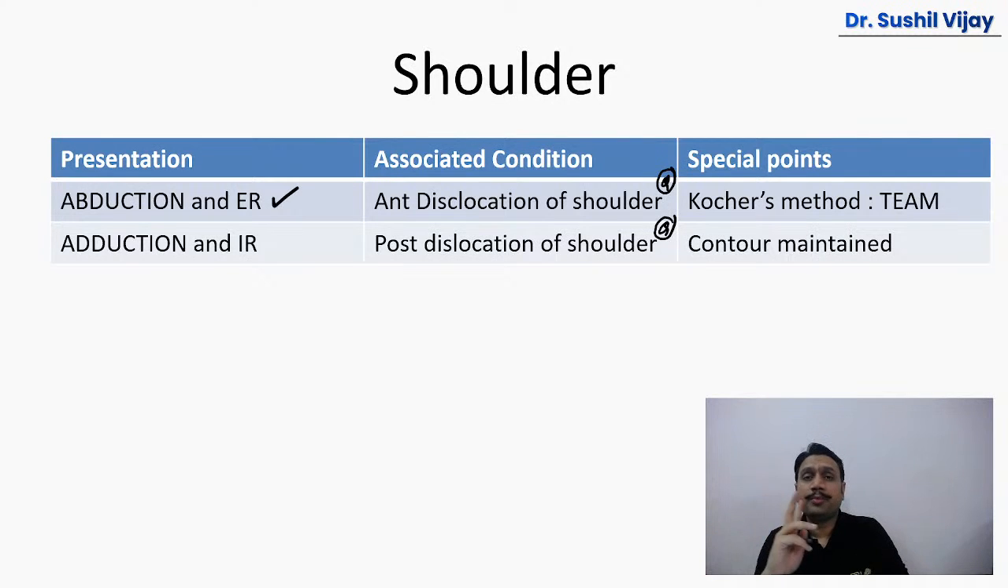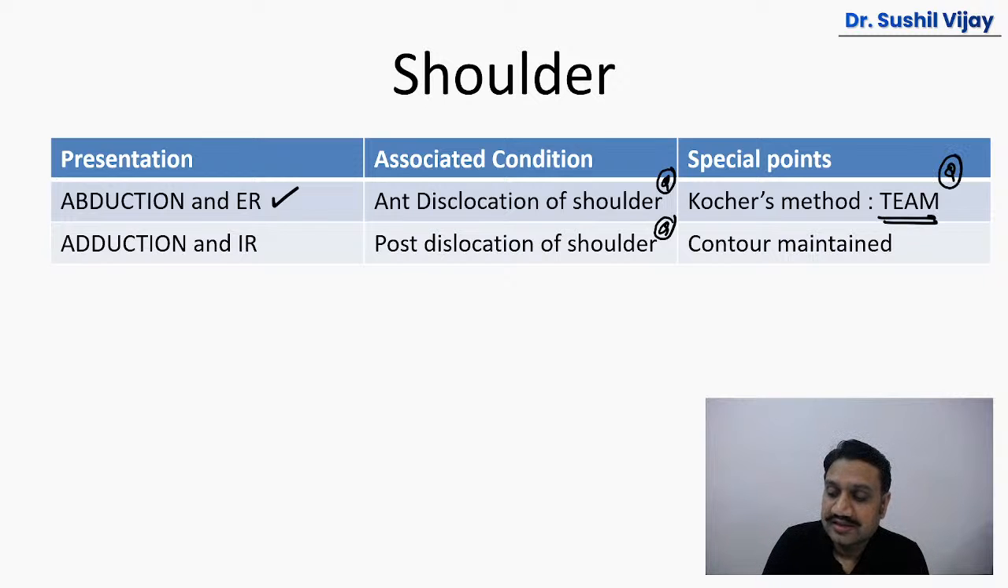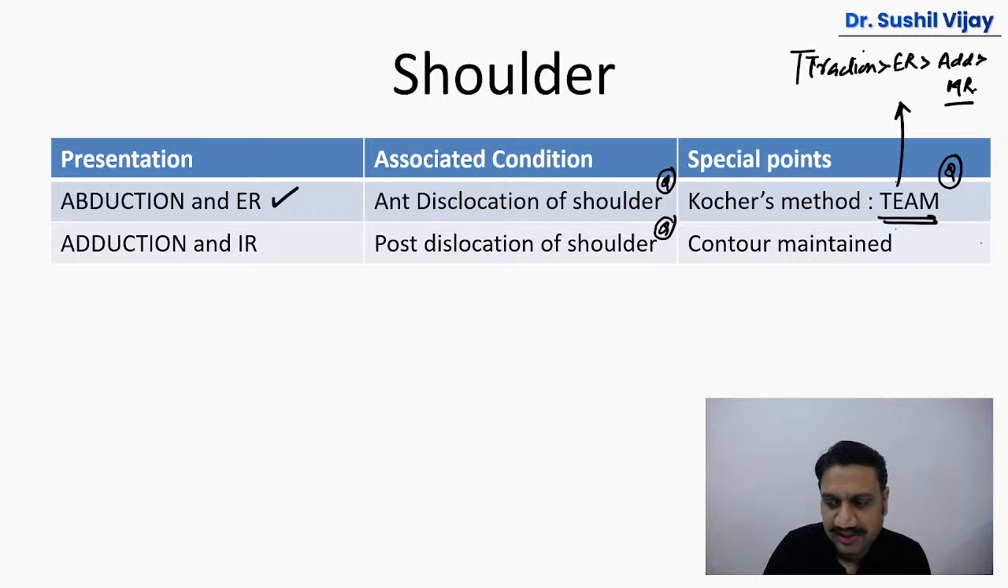Now, two important points I want to highlight again for your MCQ, for your exams. What is the most common method used to reduce anterior dislocation of the shoulder? It is Kocher's method, TEAM. Steps are TEAM. What does that TEAM stand for? T is for traction, external rotation, adduction and medial rotation.